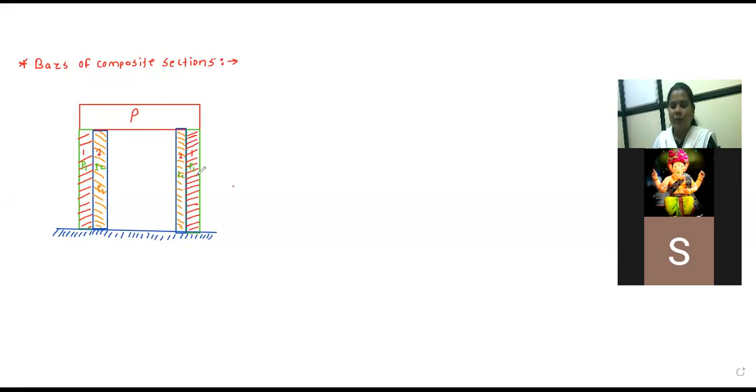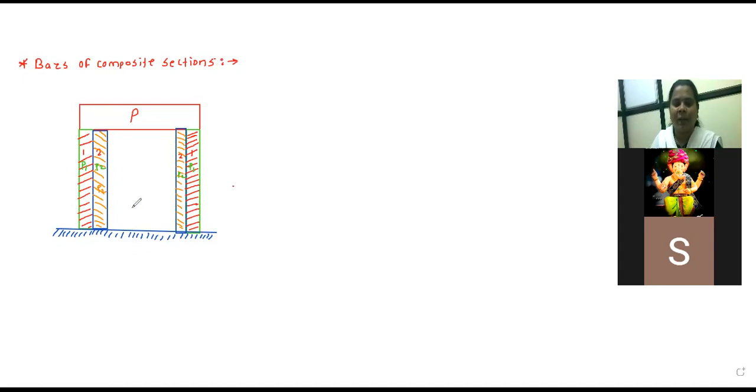First we will see what is meant by composite section. If a section is made up by using more than one material, then this section is known as a composite section. This is our definition of composite section. Once again, I will repeat: if a section is made up by using more than one material, then it is known as a composite section.